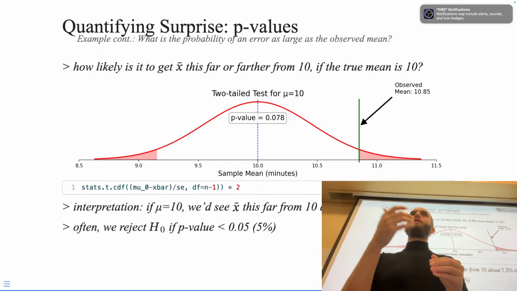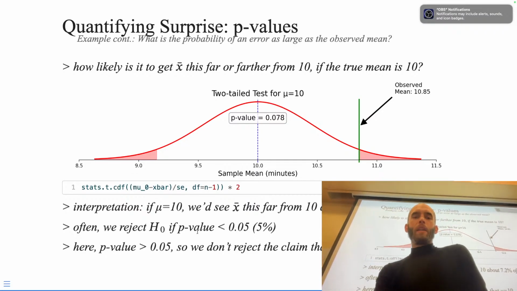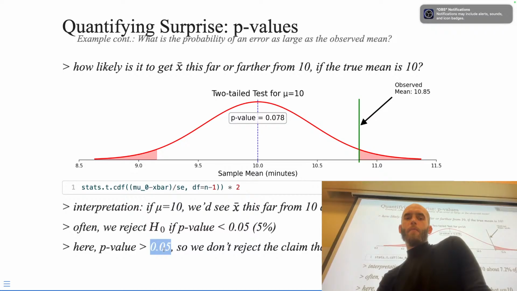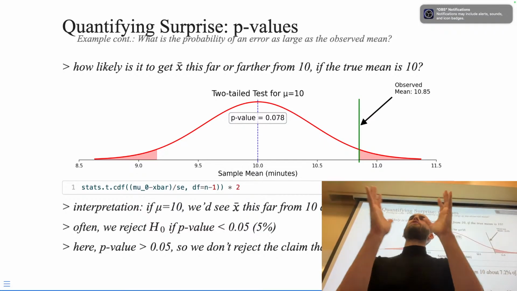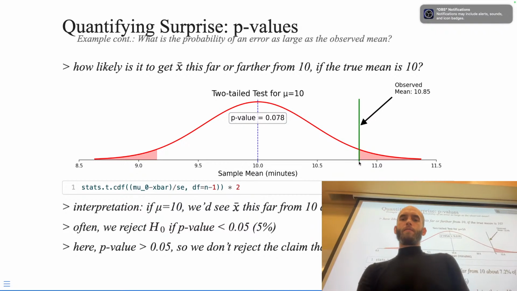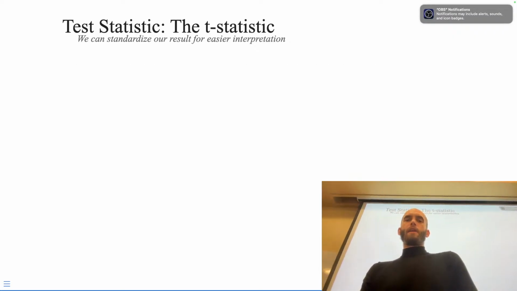When we have cutoff regions, we end up with problems in science. Lots of things just under 0.05. But here we don't see a p-value below that. So at least at this level of confidence, we don't reject our null hypothesis. We say they're not too far away for us to be confident that they're not the same.